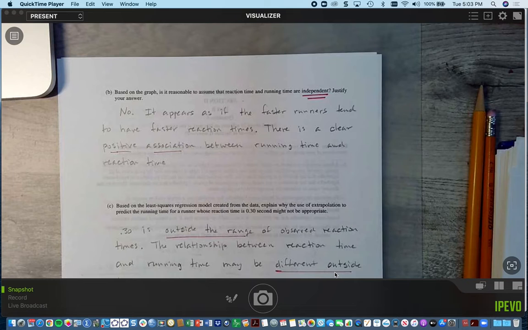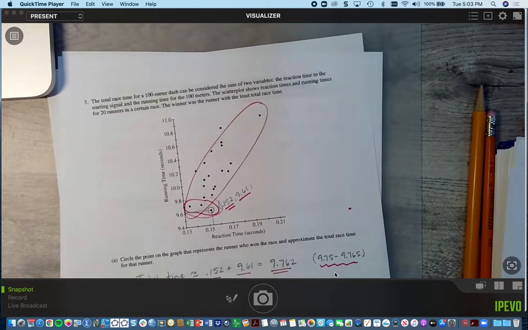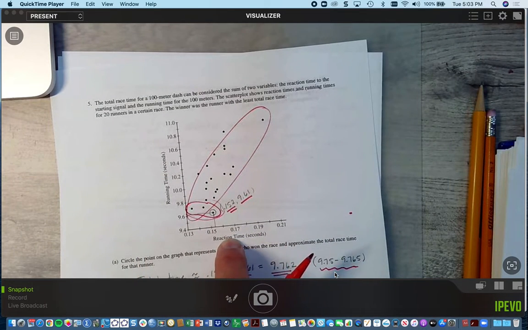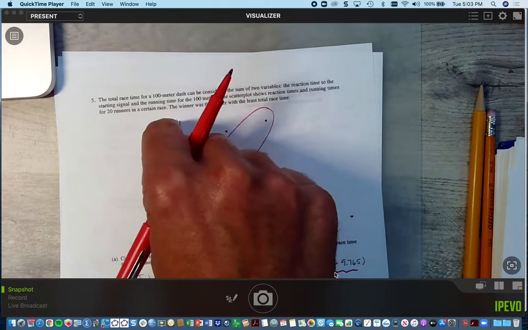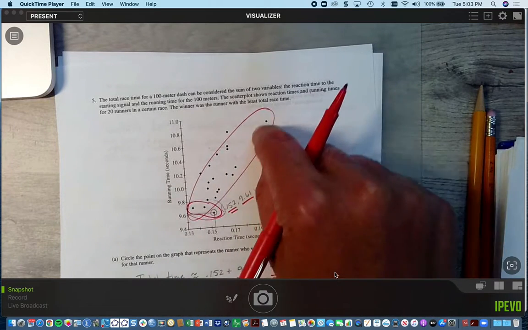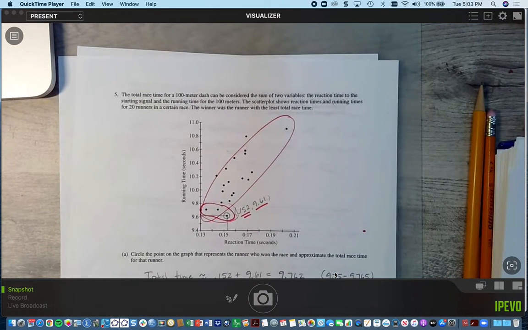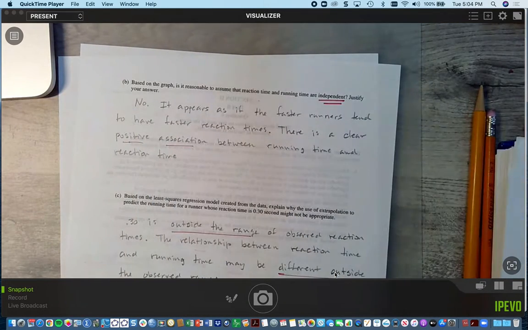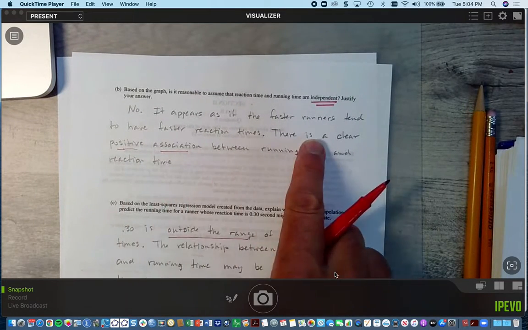All right, so if they were independent, then it really wouldn't matter how fast you could run the race. The reaction time didn't depend on that. If you go back to the graph, you can see that the people down here in this bottom corner are fast runners and quick reactors. The ones that are up here are generally slow runners and slow reactors. Because there is this positive association between running time and reaction time, I would say that they are not independent. Okay, and you could say this a couple of ways.